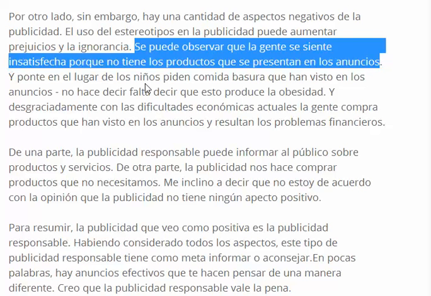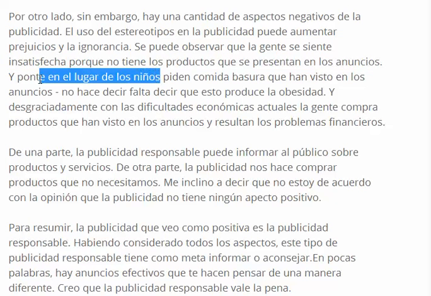Let's go a little bit further down. And here's a nice little phrase: y ponte en el lugar de los niños. And put yourself in the place of children. And it goes on to develop that idea.